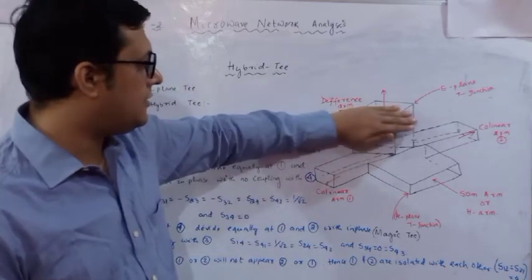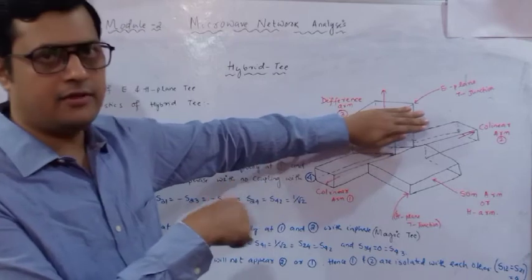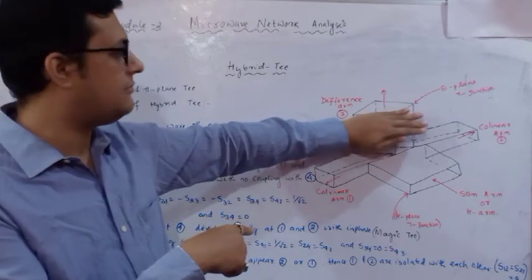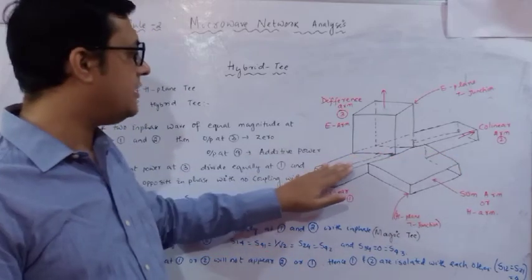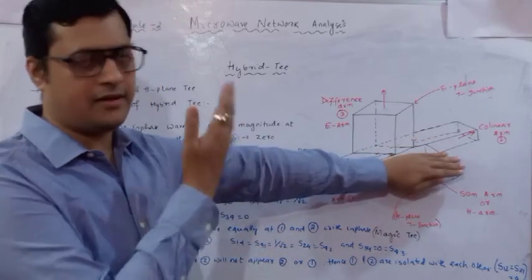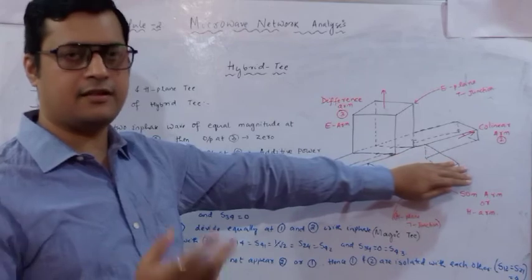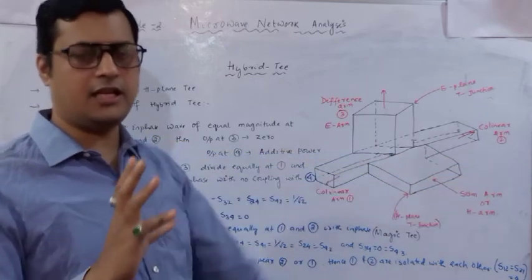If you do not consider the upper arm, it is quite similar to the H plane T junction. Now, if you do not consider the lower part, only this base collinear arm and the upper side arm if you consider, then it is represented as an E plane T junction.